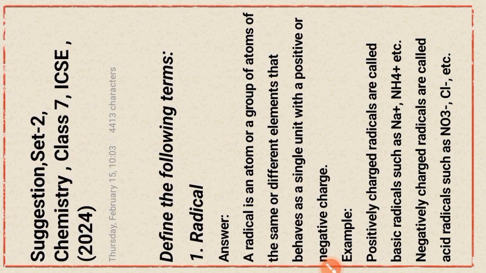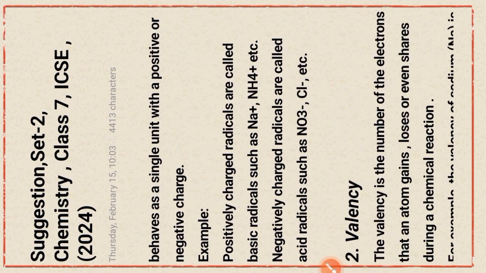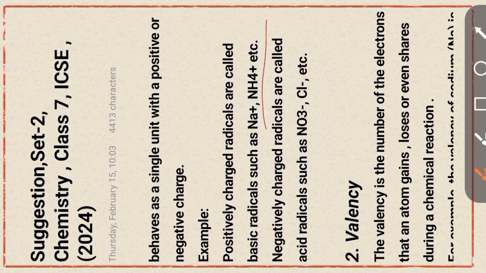Now discuss, define the following terms. Radical. What is a radical? A radical is an atom or a group of atoms of the same or different elements that behaves as a single unit with a positive or negative charge. For example, positively charged radicals are called basic radicals, such as Na+, NH4+, etc. But negatively charged radicals are called acid radicals, such as NO3-, Cl-, etc.